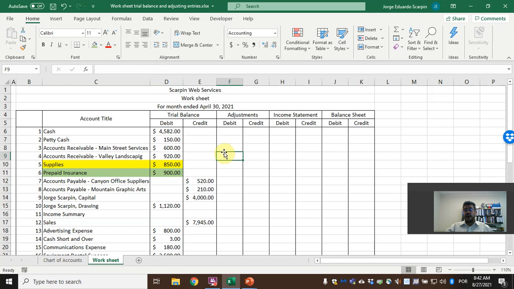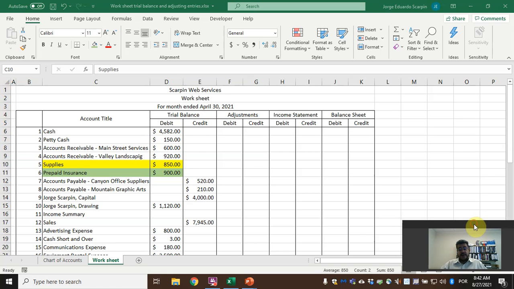Yellow and green, the colors of the Brazilian flag, my home country. So here, supplies. Okay, we purchased it. It's our supplies, but we use them. When we use them, they are not ours anymore. My supplies, a lot of pens and papers. I use these pens, I use these papers, I don't have them anymore. So I need to move this balance here, or part of this balance, to supplies expense.